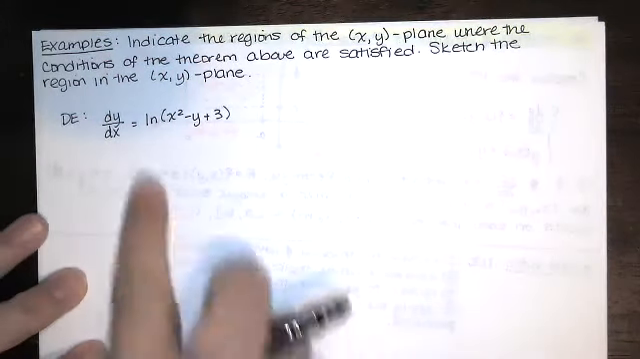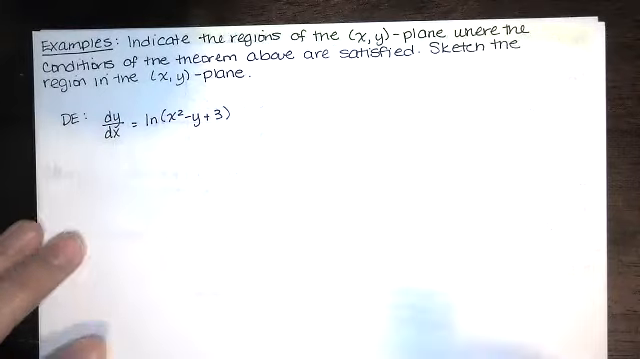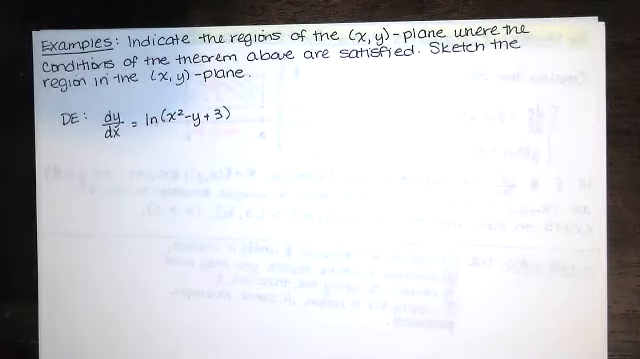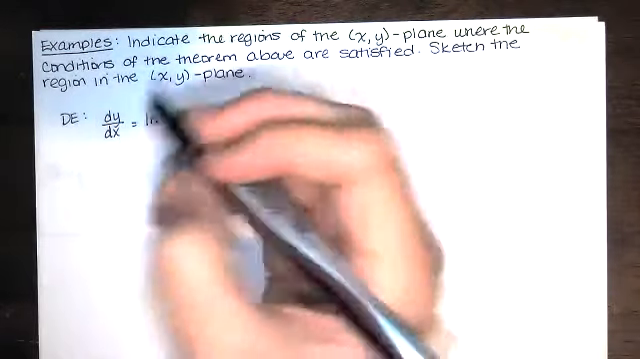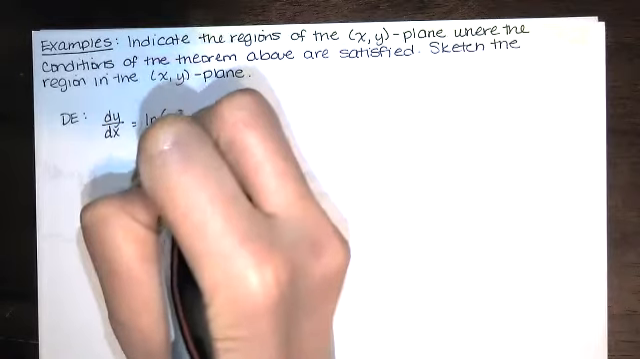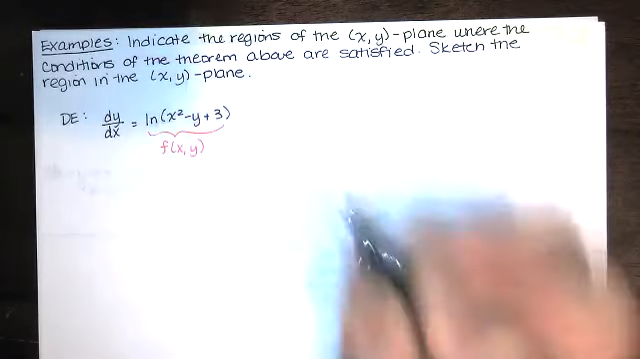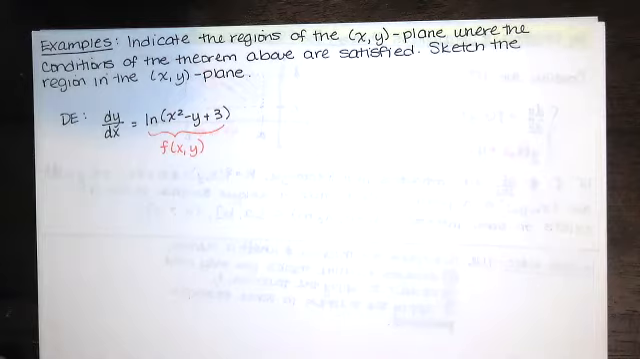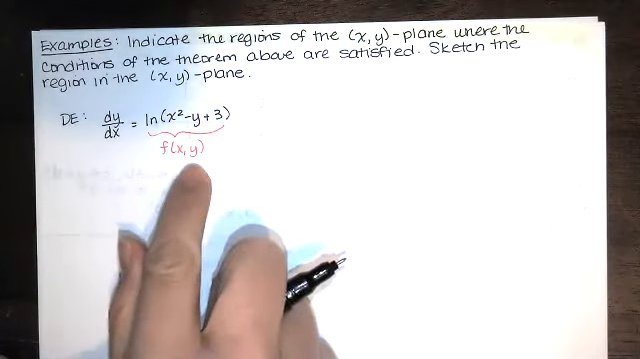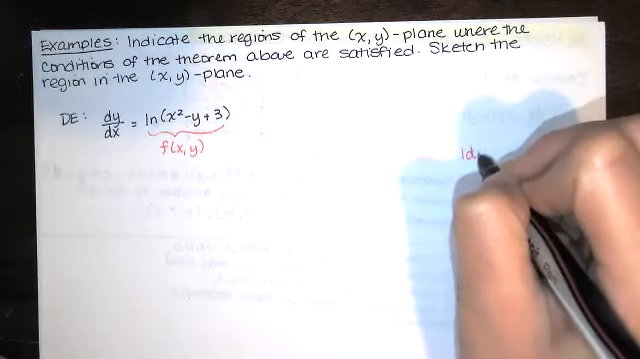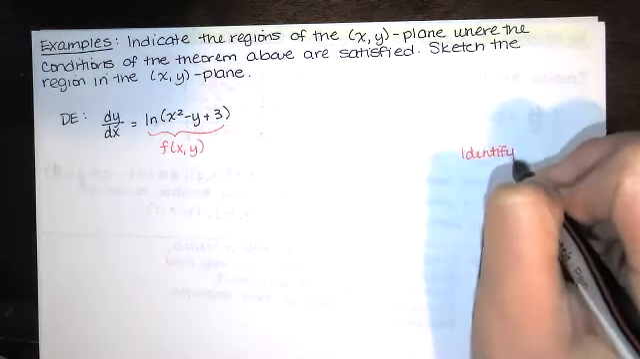Now right away, notice that we already have dy dx by itself. So if I want to solve this problem, the first thing I need to do is identify f of xy. I would normally have to get dy dx by itself. It already is. The function on the right-hand side is f of xy. Now we want to think about where that function is continuous. So you always start this way.